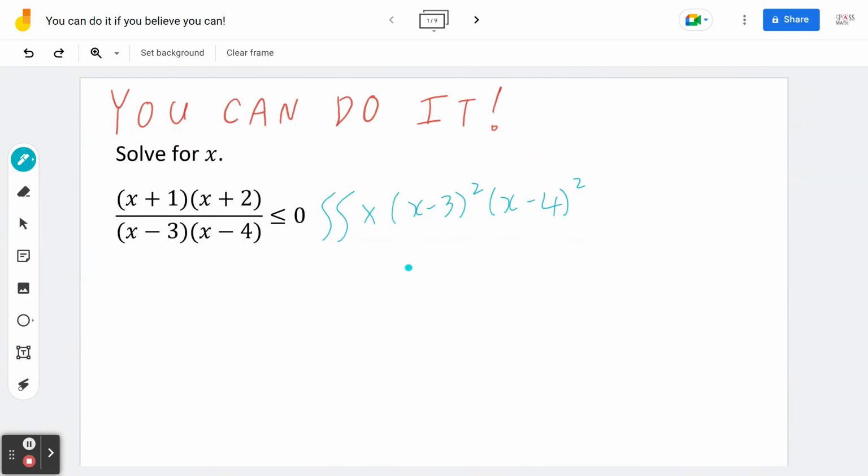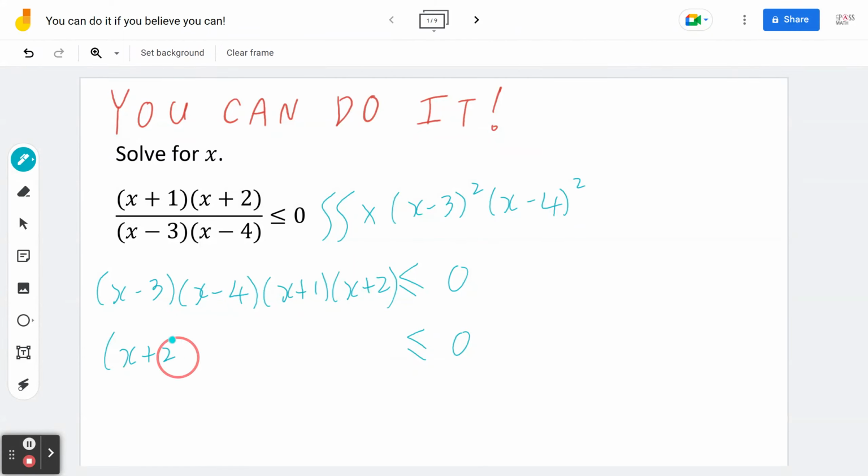Again, on the right-hand side, 0 times a non-zero will still give you 0. On the left-hand side, though, you end up with (x minus 3) times (x minus 4) times (x plus 1) times (x plus 2). The difficult part is now over. You can draw a line, and of course, before we do that, I invite you to do one more step with me. This ideally will help you stay organized.